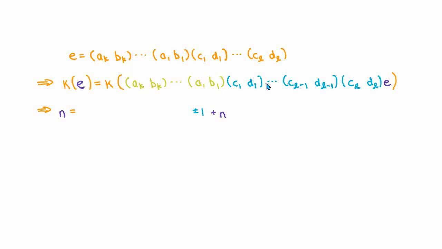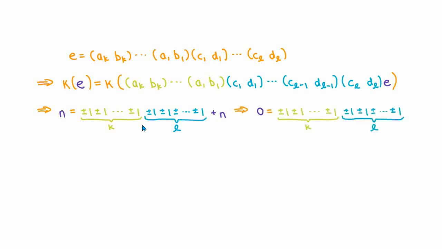Now, as you go down the line here, each new transposition that you introduce is going to add another plus or minus 1, and you're going to end up with exactly l plus or minus 1s. And then when you left multiply by a1 b1, you're going to add another plus or minus 1, and then continue in that way all the way down till you get to ak bk, which is going to give you another k plus or minus 1s. Canceling the n on both sides of this equation, we have the equation that 0 is equal to a sum of k plus or minus 1s plus a sum of l plus or minus 1s.